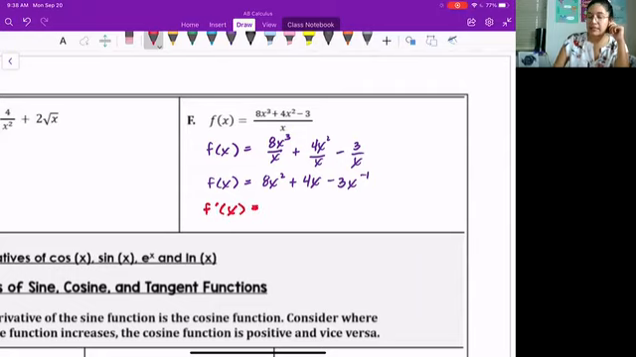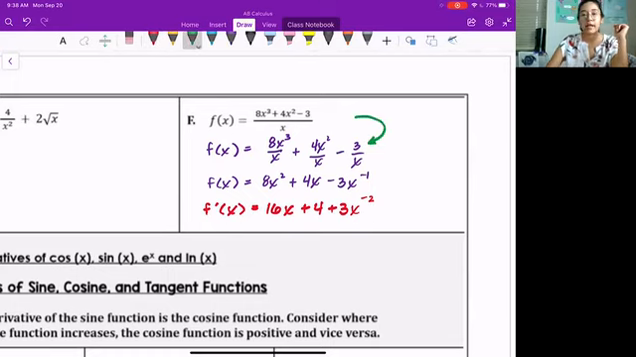F prime of x this time, I'm talking about the derivative. 8x squared, the derivative there, 8 times 2 is 16. X to the 1st power now. All right, I have 4x. The slope of that line would just be 4. And then -3 times -1 is +3. And then -1 minus 1 is -2. Okay, so you might have to do something like this where you let that denominator go to every term on the homework. There'll be a couple like that.